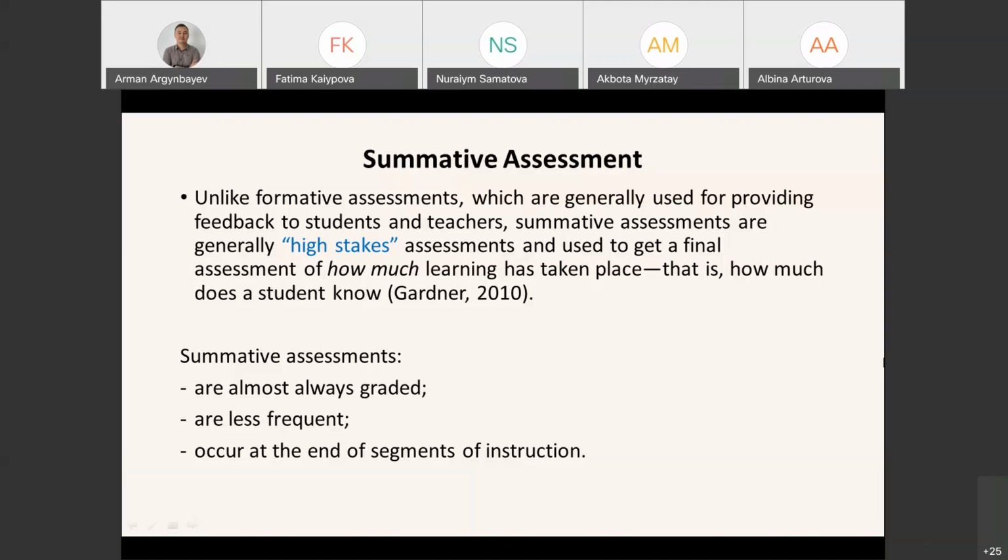And they occur at the end of segments of instruction. So you teach one unit, for example, and at the end of the unit, you have an exam. If you teach several units, or for example, it's a midterm exam, you have an exam at the end of it.